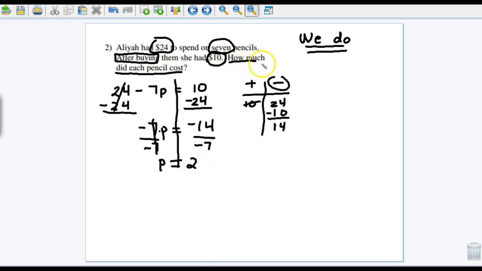Now remember, it says, how much did each pencil cost? That's my question. So I need to answer it in word form. So I can say that each pencil cost $2. Those are some expensive pencils. Maybe it's a fancy mechanical pencil.